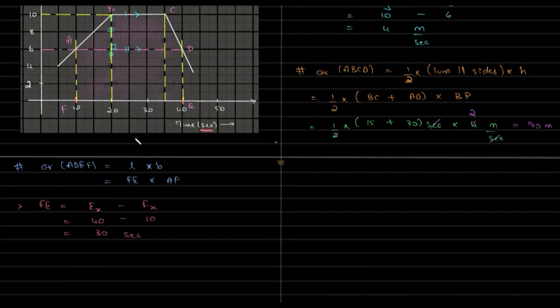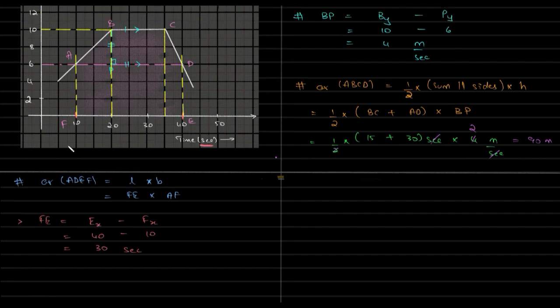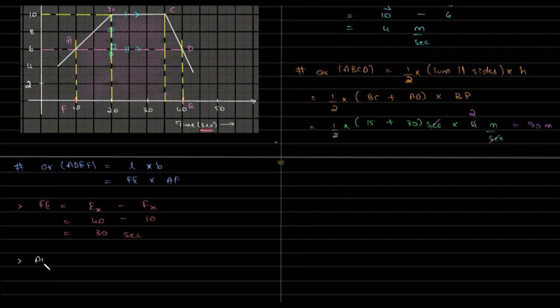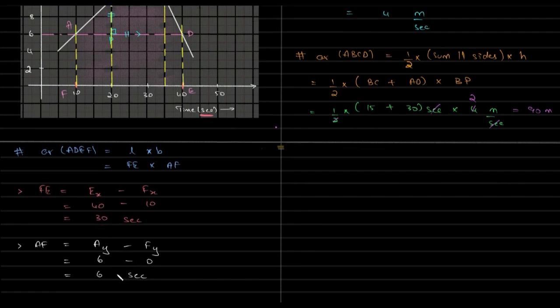Next is AF. AF is projection of A. It's a line parallel to y-axis. So the projection of A onto the y-axis minus F onto the y-axis. So A onto the y-axis is 6 minus 0. That is 6. And we have both the values. Sorry, this is not second, meter per second.